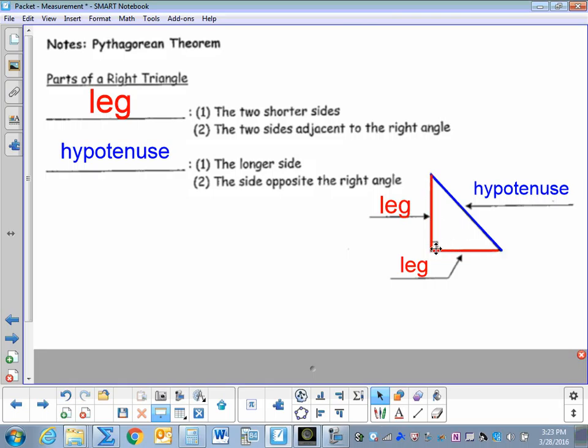They form the right angle. They're the two shortest sides of the triangle. They're also the two sides adjacent to the right angle. So the legs make the right angle. The third side then is called the hypotenuse. It's the longest side in the triangle, and it's the side opposite of the right angle, is the hypotenuse.